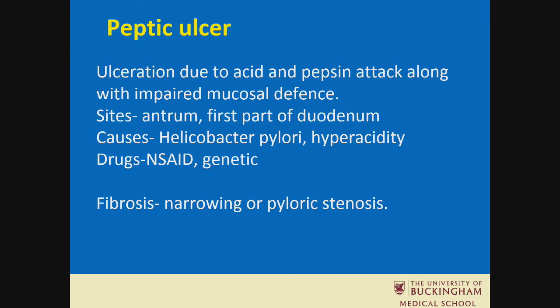The gastric mucosa is protected by a thick layer of mucus and then epithelium. When that mucus gel is destroyed, then the acid attacks, because a lot of acid is in the stomach, and that attacks the epithelium and mucosa. The commonest causes are Helicobacter pylori and hyperacidity. Hyperacidity can be due to Zollinger-Ellison syndrome, which you will learn later. Then it could be due to drugs, non-steroidal anti-inflammatory drugs like aspirin.